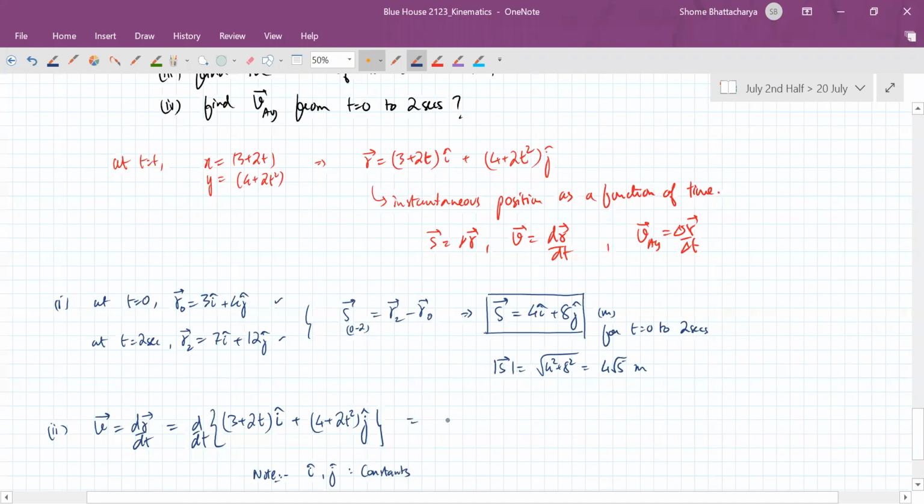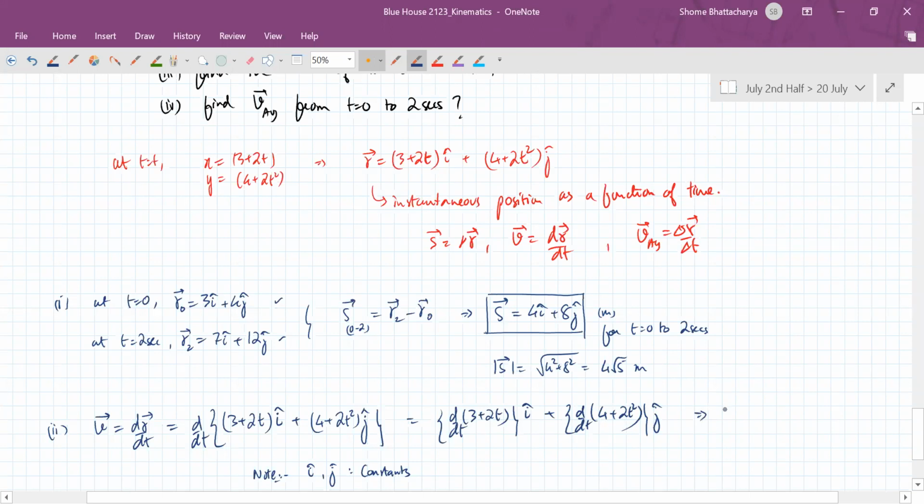So when we operate, this will become differentiation of the x component of position, that is 3 plus 2t, the whole thing multiplied into i cap, plus differentiation applying to the y component of displacement or position, that's 4 plus 2t square, and that whole thing gets multiplied with j cap.